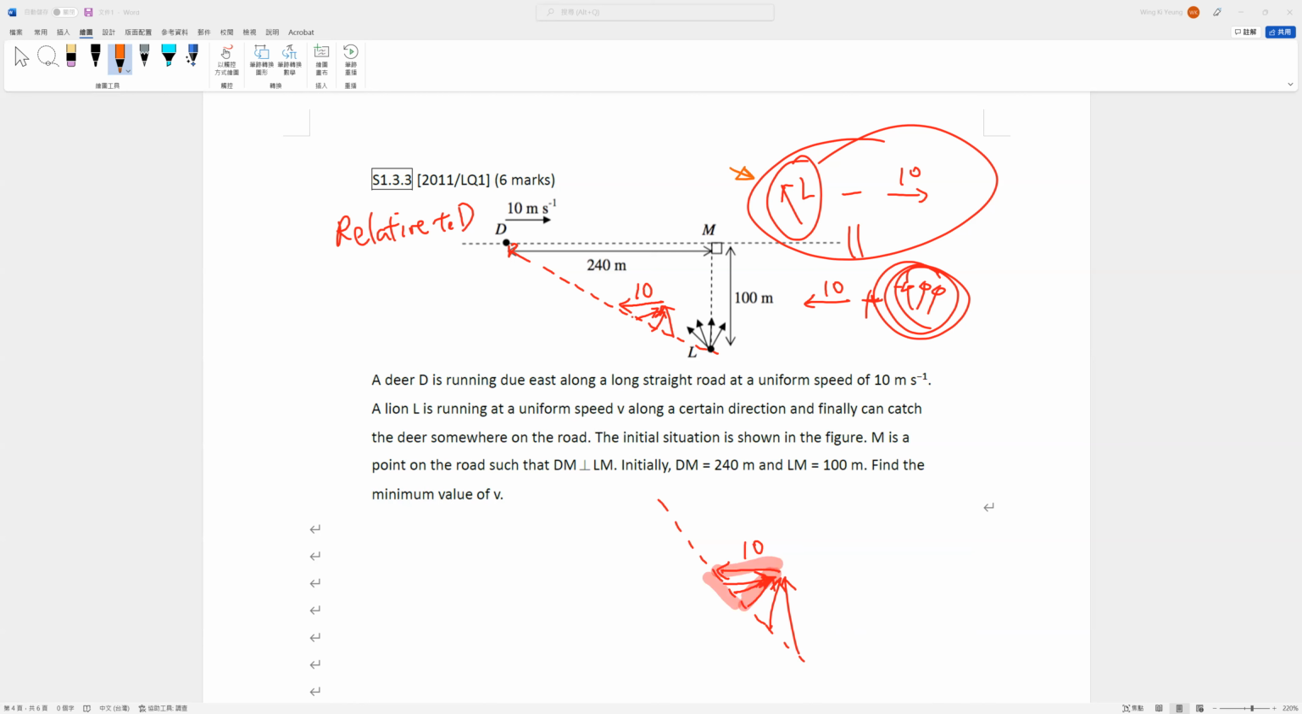So right here, there is a right angle triangle. This V has the minimum value. Then you're going to find this value. How can we find it? You see there's a right angle triangle. So let this angle be theta. Then your answer will be just 10 times sine theta.